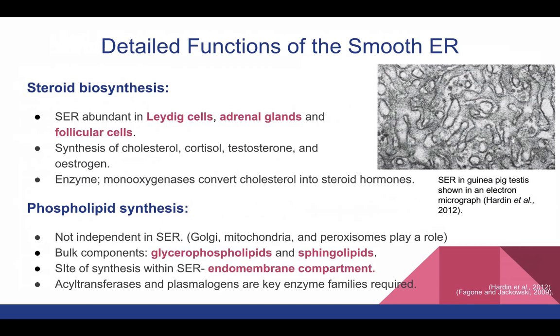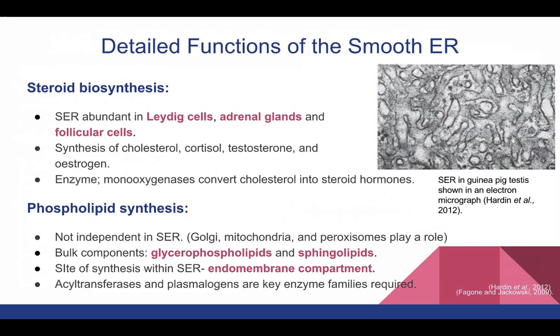Although not an independent process, the SER plays a major role in phospholipid biosynthesis along with the Golgi and mitochondria. The bulk components of the products are glycerophospholipids and sphingolipids, both of which are abundant in the phospholipid membranes. The SER is a central site for membrane biogenesis. The specific site for synthesis is known as the endomembrane compartment, which is highly involved with the Golgi.